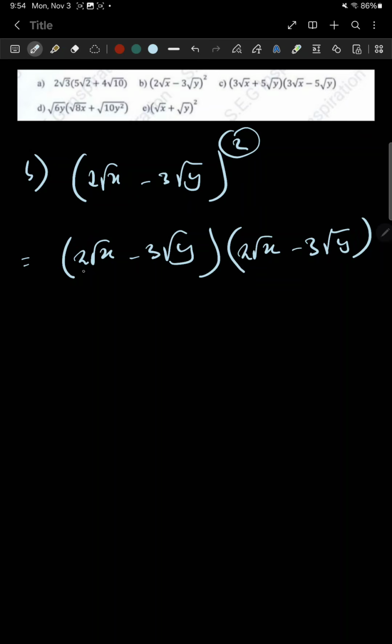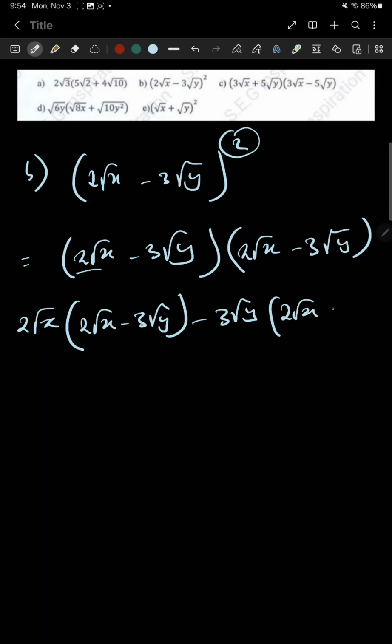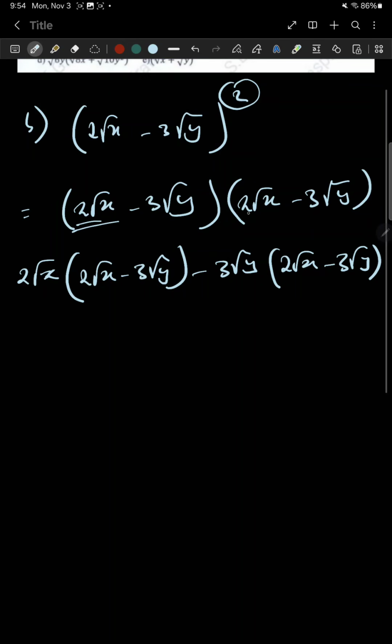Okay, then I'll start now multiplying this with everything that is here and this times everything that is there. In other words, like you learned, I'll multiply this times everything, which is 2 square root of x. I'll multiply it with whatever is there, minus 3 square root of y. I'll multiply it with whatever is here. So I'm multiplying this with everything and this with everything.